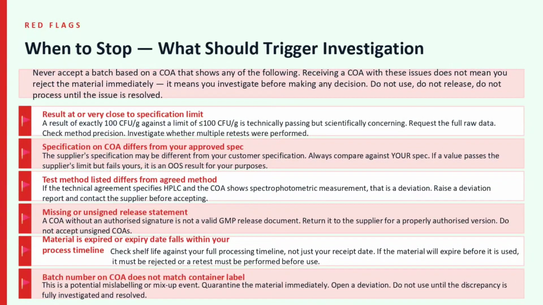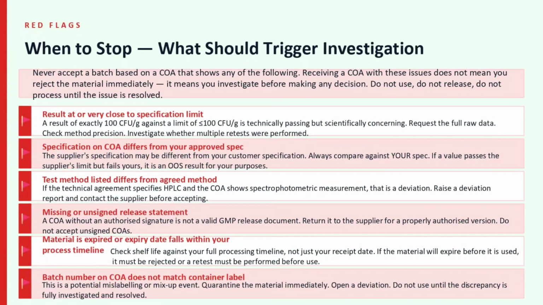Red flag number 5. Material that is expired or will expire before the end of your intended use period. Calculate this carefully based on your full process timeline, not just your receipt date. Red flag number 6. The batch number on the COA does not match the label on the physical container. This is a potential mislabeling or mix-up event. Quarantine the material immediately. Open a deviation. Do not use, do not process, do not move the material until the investigation is complete.